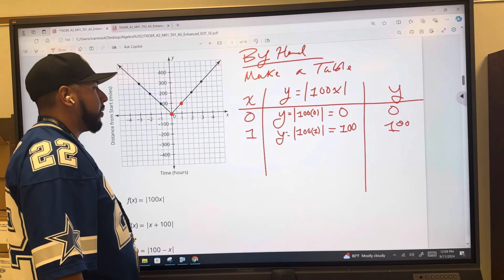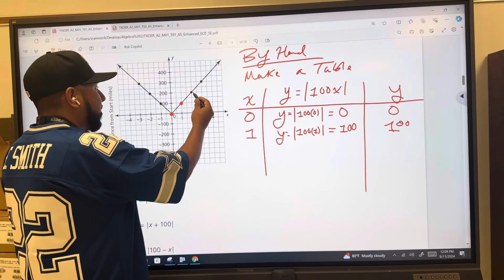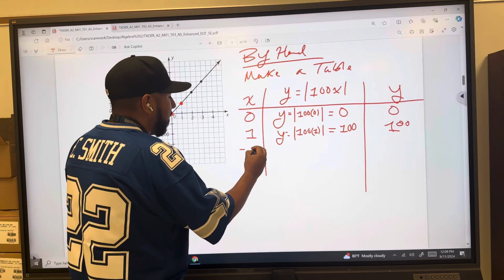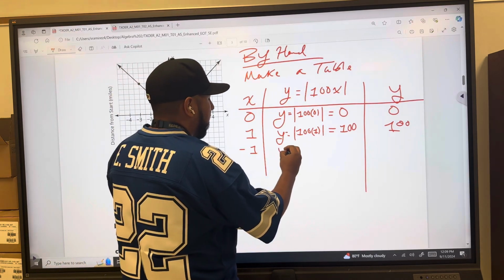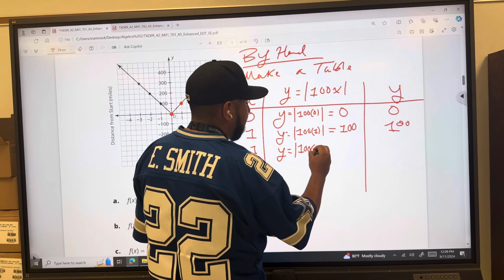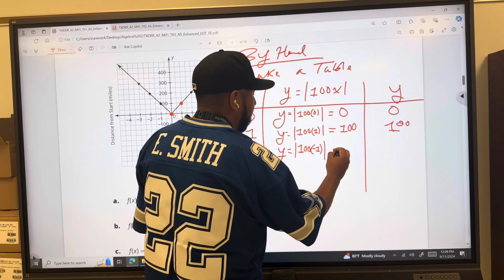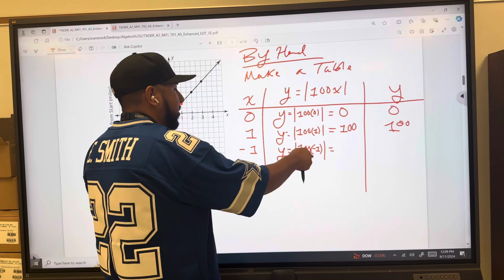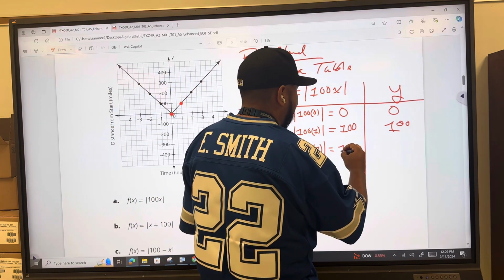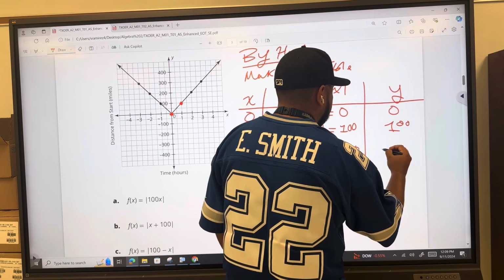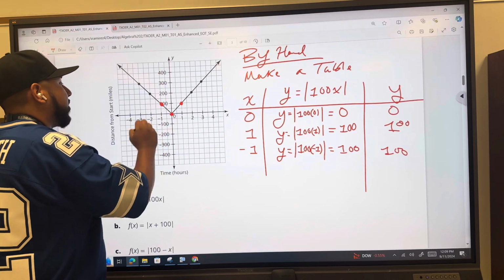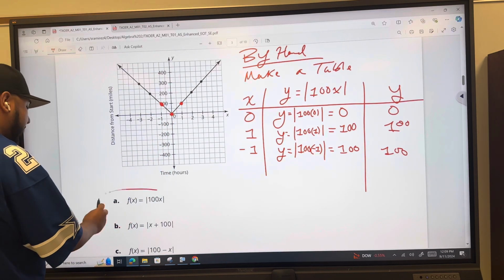Looks good to me. Next, I could jump to 2, but I'm going to jump to -1 just to see if I'm already on the right track. Y equals the absolute value of 100 times -1. 100 times -1 is -100, but it's in the absolute value, which turns positive, so it's a positive 100. It looks great. Not gonna waste our time. Letter A is our answer.